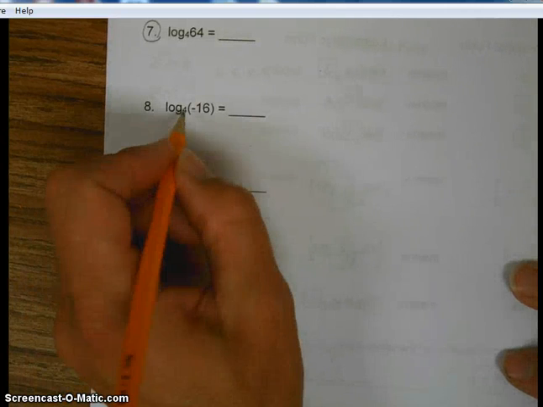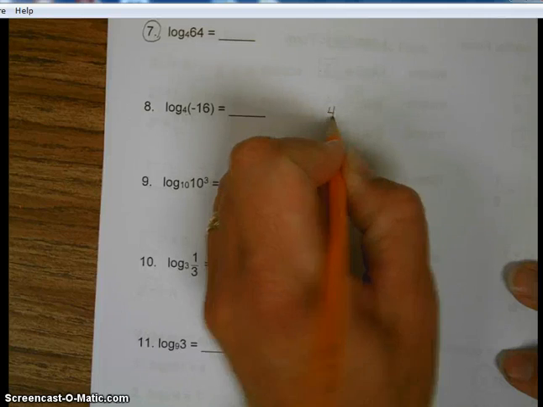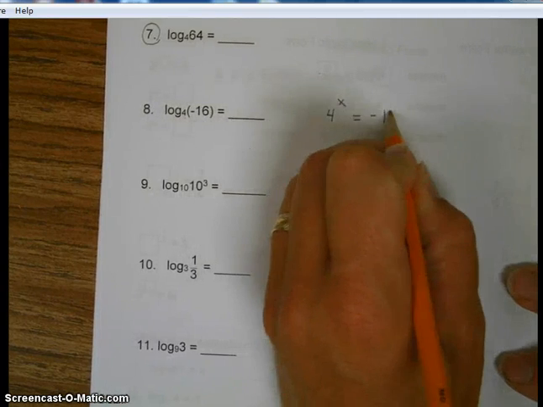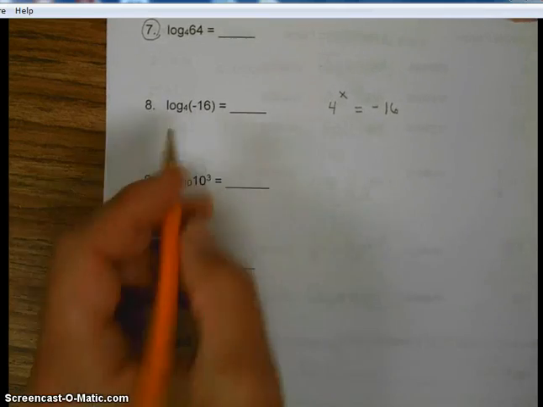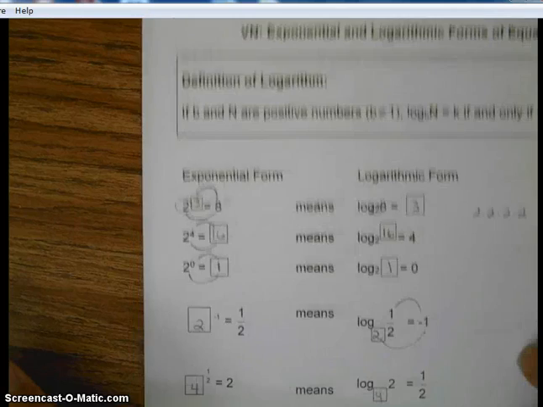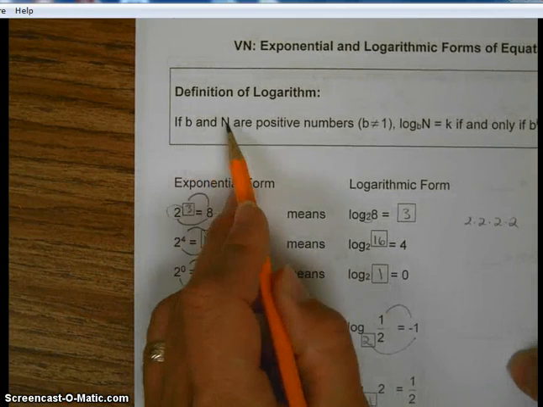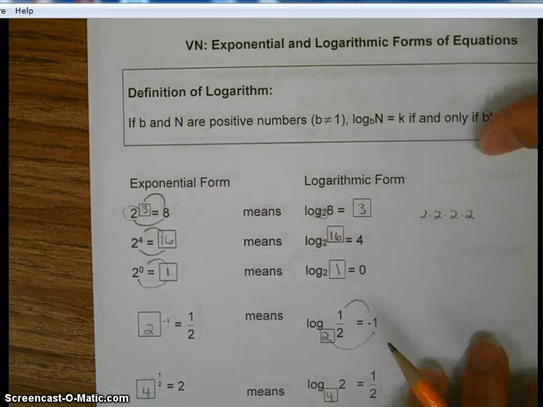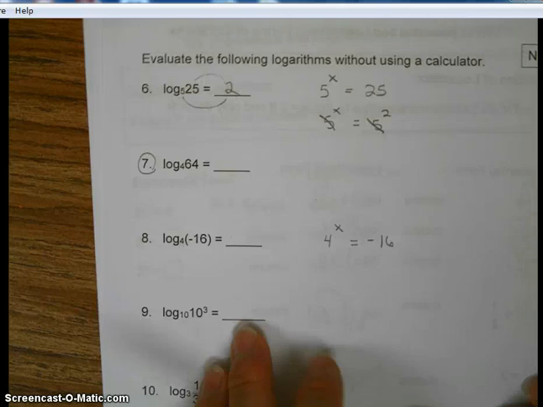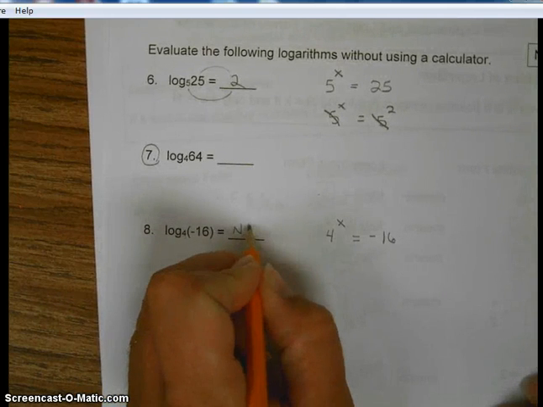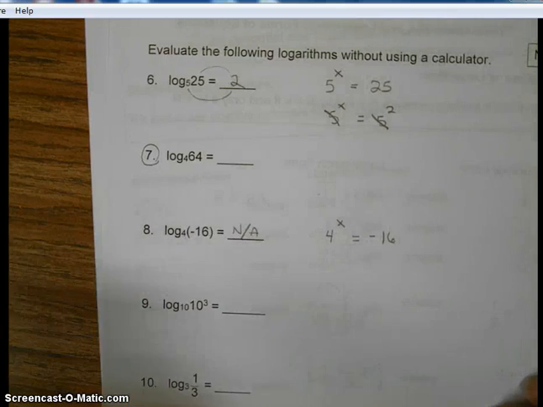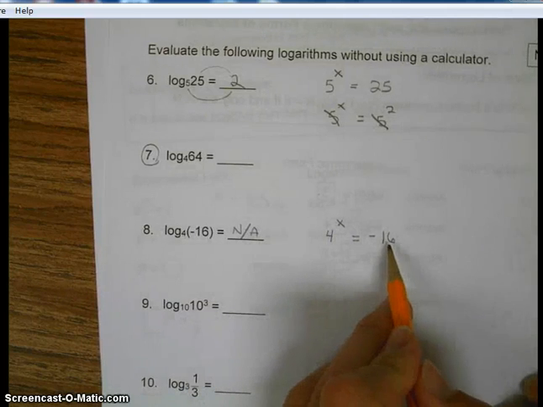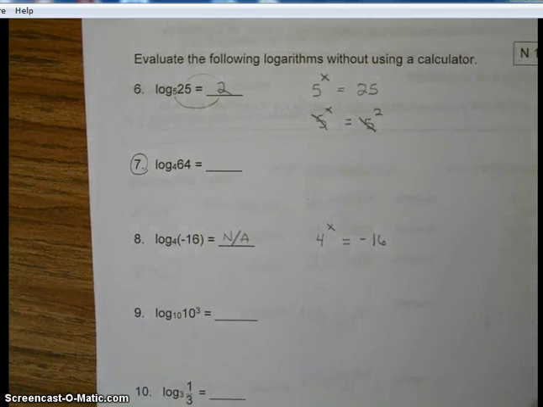Okay, let's look at number 8. So again, making this into exponential, we start off with the base, raised to the x power, because we do not know the answer, equals negative 16. Well, if you recall the definition, b and n are positive numbers, so that means our argument can only be positive numbers. So this is going to have a non-real answer, so we'll just put NA, no answer. Unless you can come up with 4 to some number that gives you negative 16, which I don't believe you can. Let me know if you think you can.